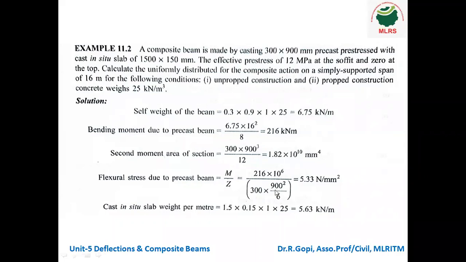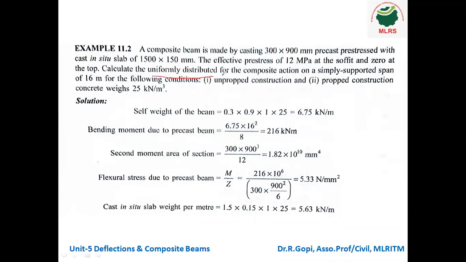So the effective pre-stress is 12 MPa at the soffit. What is the soffit? Soffit means the bottom of the beam. So at the bottom, the effective pre-stress is 12 MPa and it is 0 at the top.